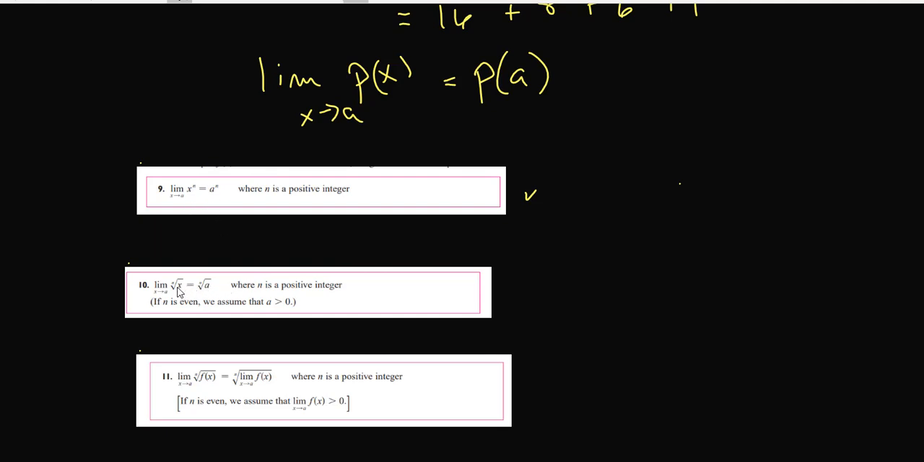And you can do the same thing for roots as well. So you can just replace the x by a again. It says if n is even, we assume that a is greater than 0 because we don't want to take square roots, for example, of negative numbers or fourth roots of negative numbers.